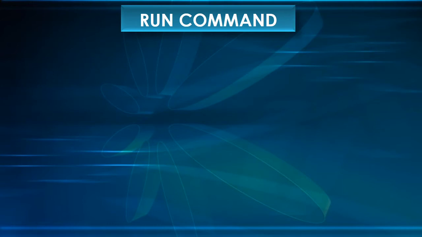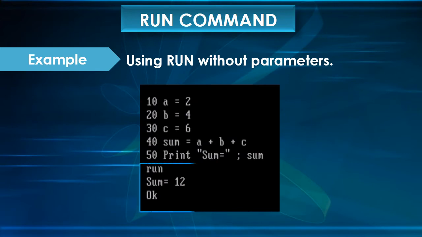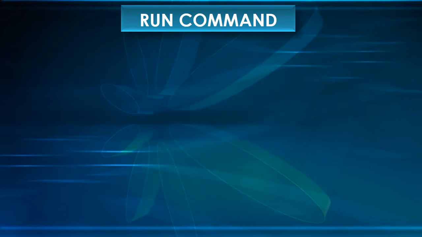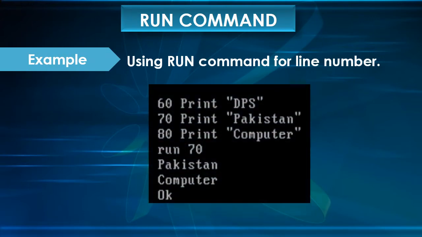Here is an example of the RUN command without parameters. You can see there is a program and I have applied the RUN command without any parameter. It has given me the output as sum is equal to 12. Let's see another example using the RUN command with a line number. In this program I have written 3 lines, 60, 70, 80: print DPS, print Pakistan and print computer. When I executed it, I mentioned line number 70 and you can see the output. It has given me the output for line number 70 and the lines after that.